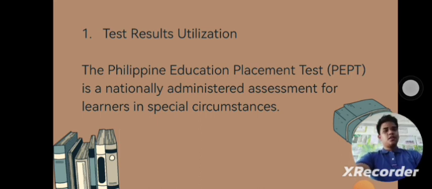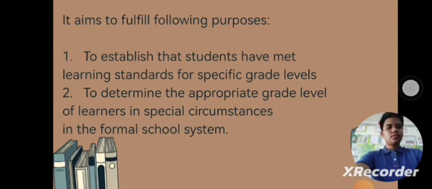I know that we hear about PEPT, right? So it is common to us, since it has been introduced to us in elementary and in high school days. It aims to fulfill the following purposes. So this grade level placement assessment aims to fulfill the following purposes.